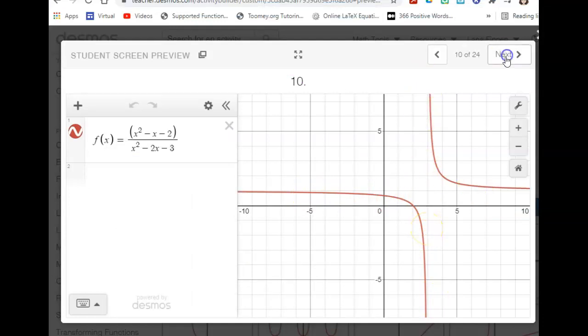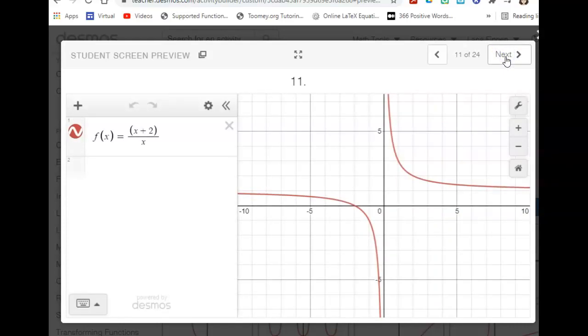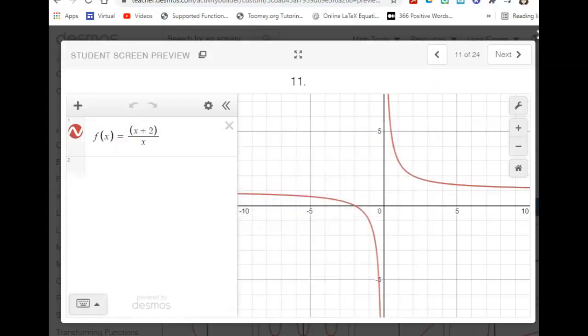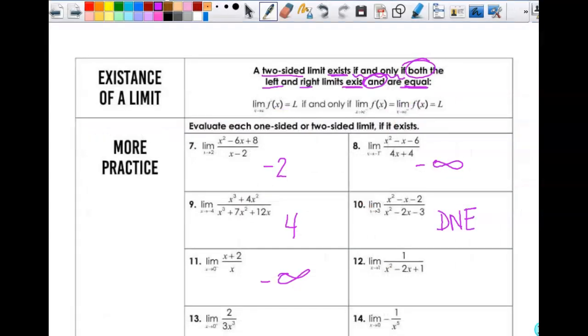So let's look at 11. I'm approaching 0 from the left. Well, as I approach 0 from the left, I'm going to negative infinity. So this one has an answer. And the difference between these two questions is that on 10, it was a two-sided limit, and from both sides I'm approaching something different. But from just the left, I'm approaching negative infinity. That's why I get to have an answer to number 11.